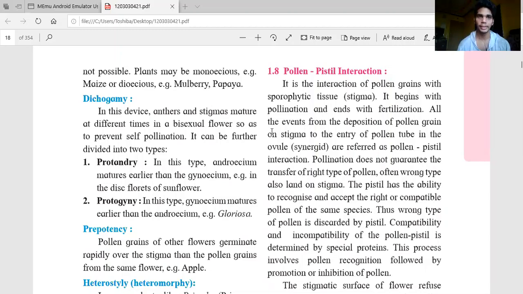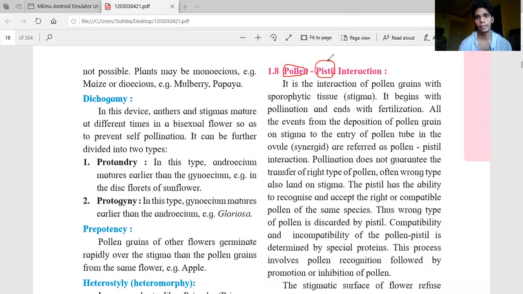What is pollen-pistil interaction? Let's study this pollen-pistil interaction. When you talk about the pollen, that is a pollen grain. When you talk about the pistil, that means collectively called as what? Ovary, ovule, and the style. That is called pistil. So how does it interact?